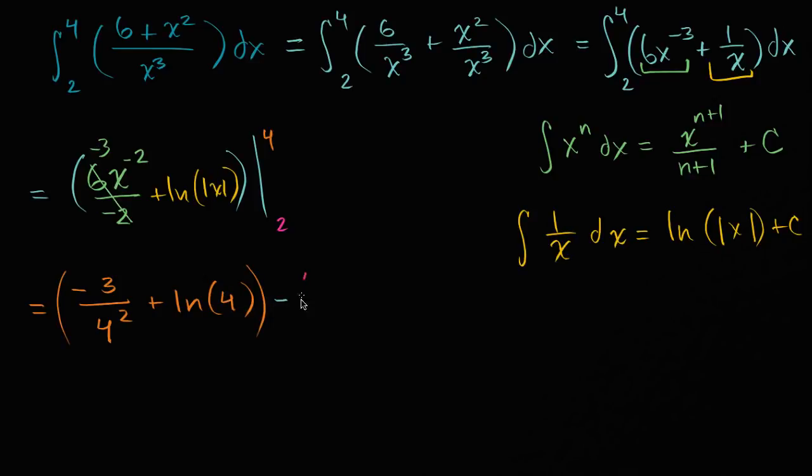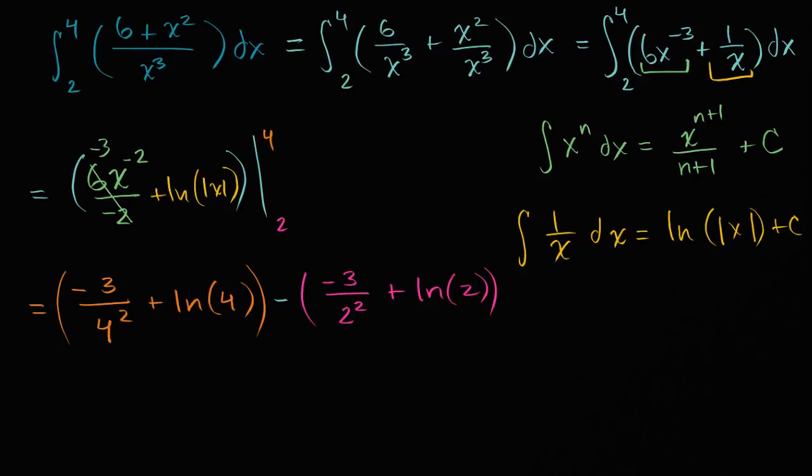So let's do that. If we evaluate it at 2, it's going to be negative 3 over 2 squared. So 2 to the negative 2 is 1 over 2 squared, plus the natural log of the absolute value of positive 2 is, once again, just 2. And so what does this give us?